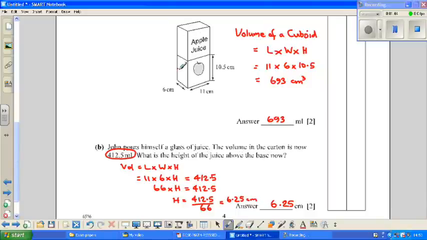So if you can imagine, some liquid has been taken out, so the level of the liquid in the carton is now somewhere like that. We don't know exactly where, but we're going to call this height h, and we're going to try and find what is the height up to that red line there.